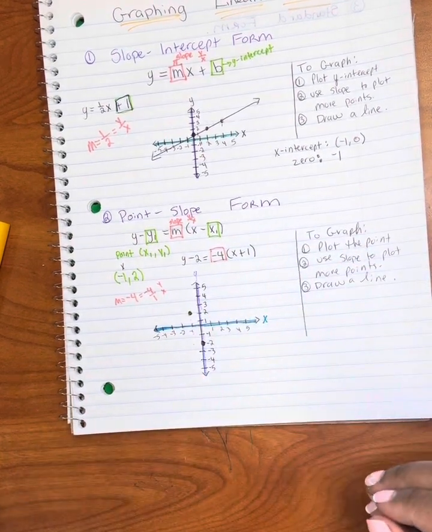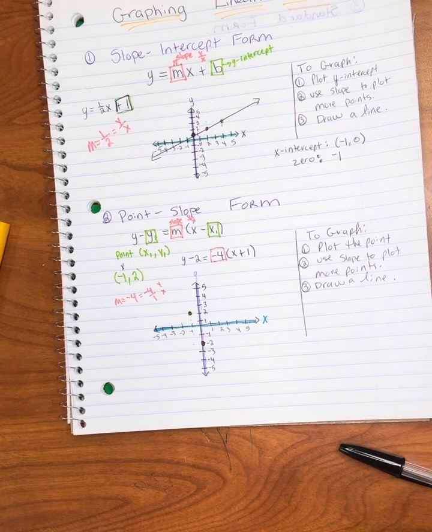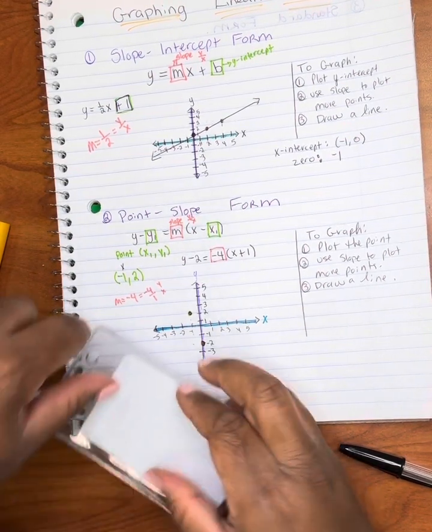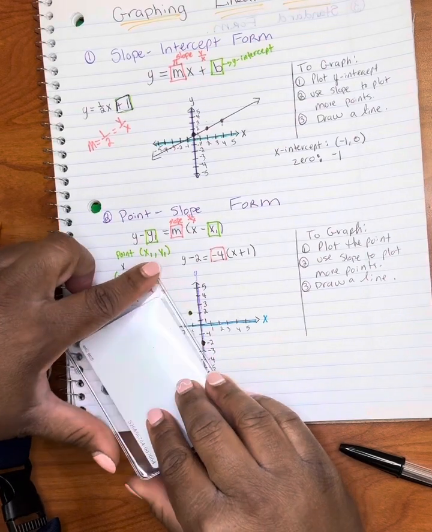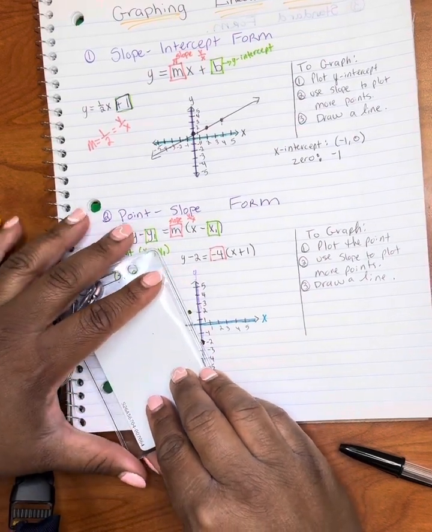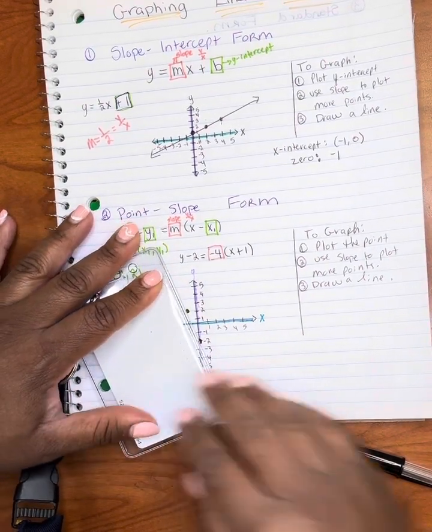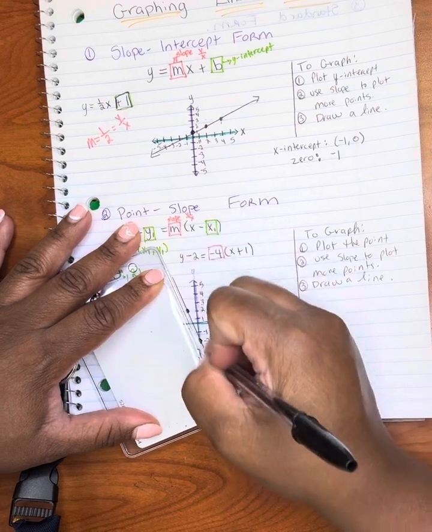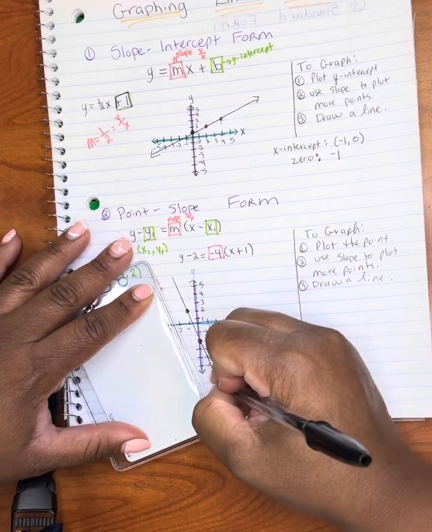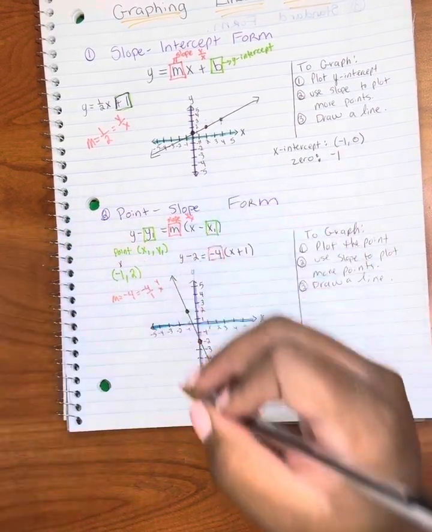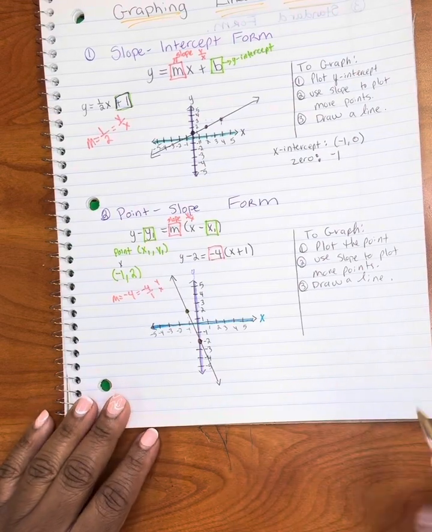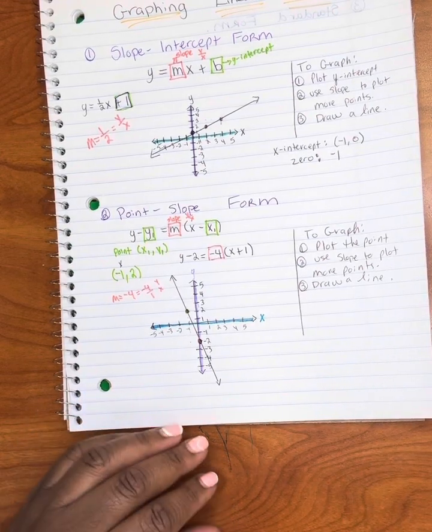And all we need is 2 points in order to make a line. So we're not going to go any further. We're just going to go ahead and make our line the way we need to. So here it is. Okay. That's point slope form. Now, one more.